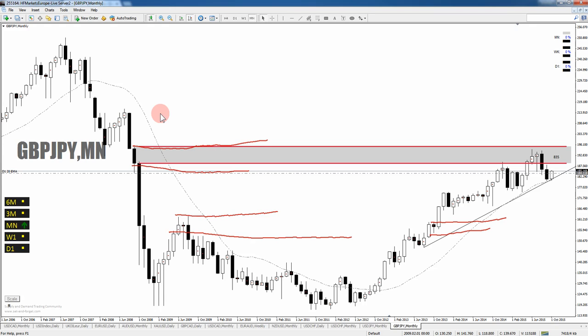A demand area is demand because it takes out a supply area, but a supply flip zone is not within the rules. Okay. But is that supply? And if this is supply, why is it supply?